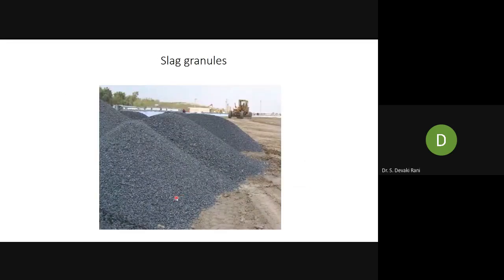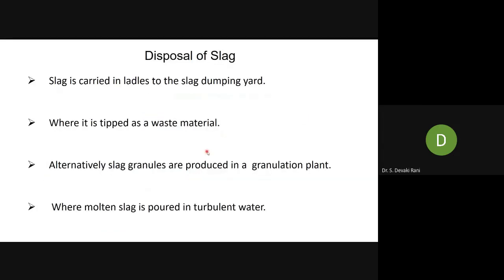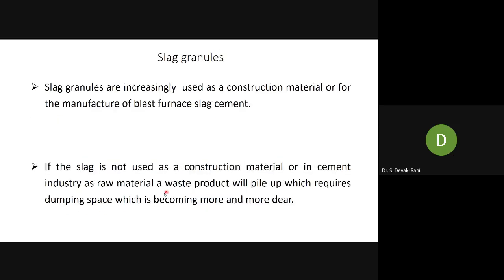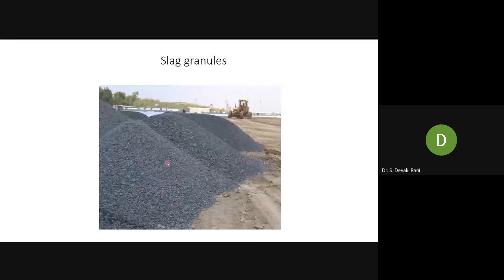These are the granules, small granules. How are they able to get granules? Slag is a molten product, so when the molten metal is coming out, suppose they spray water or any other fluid on it while it is falling, the molten metal will break into droplets. That is how small granules are formed. These granules can be used because they are a source of lime and silica.